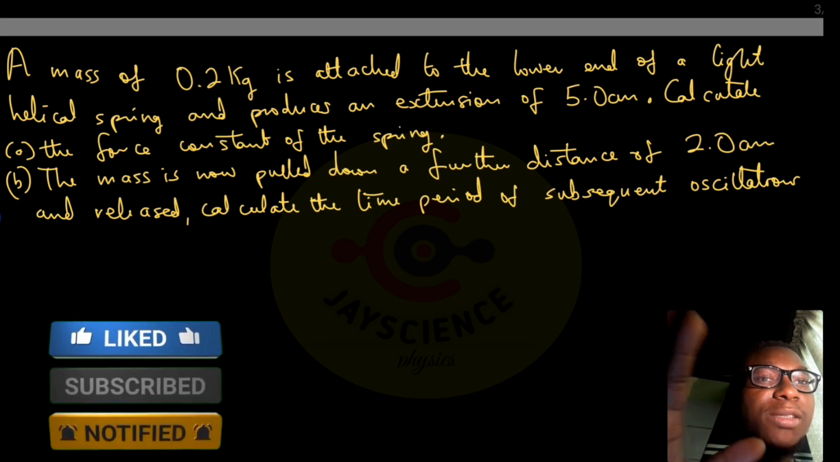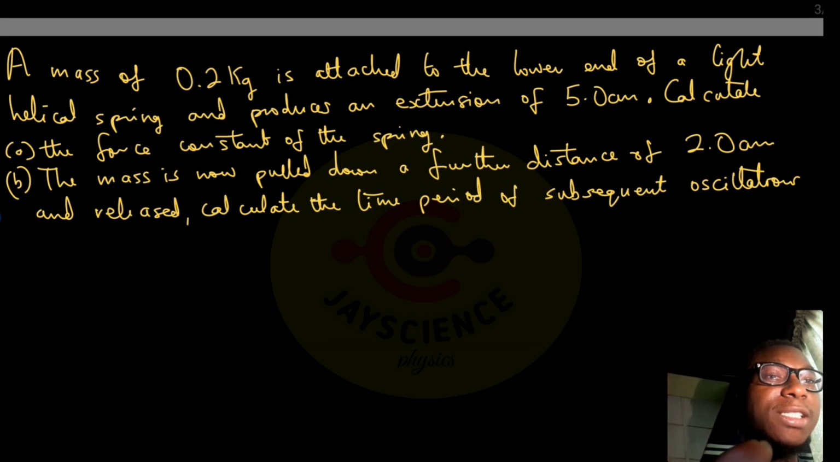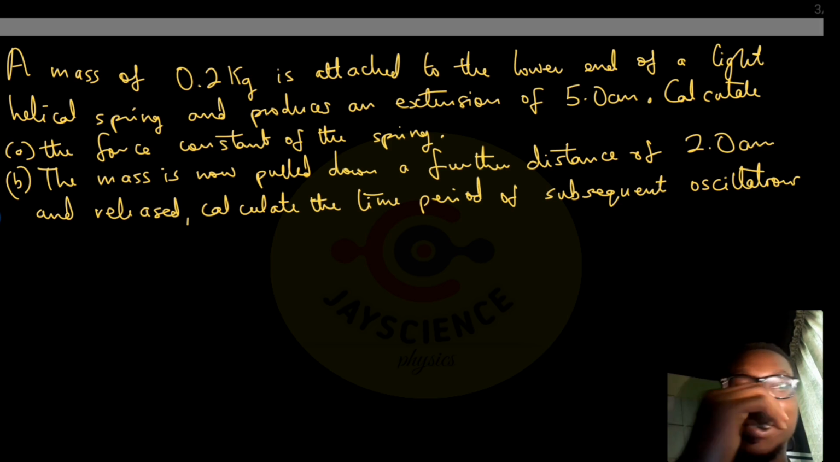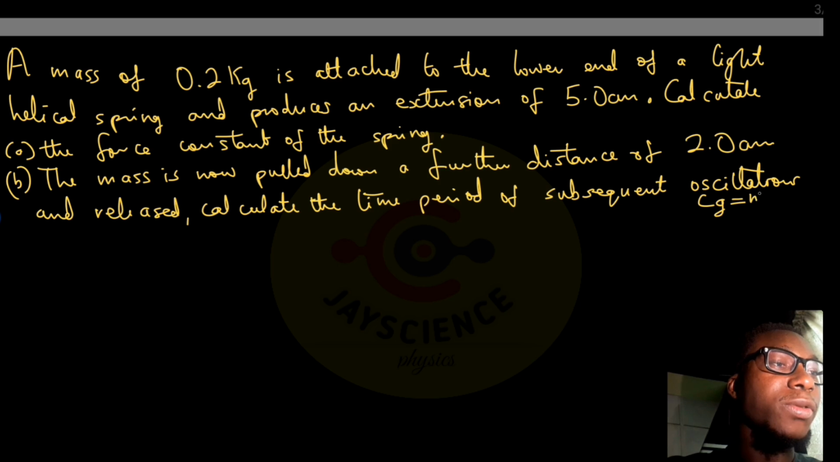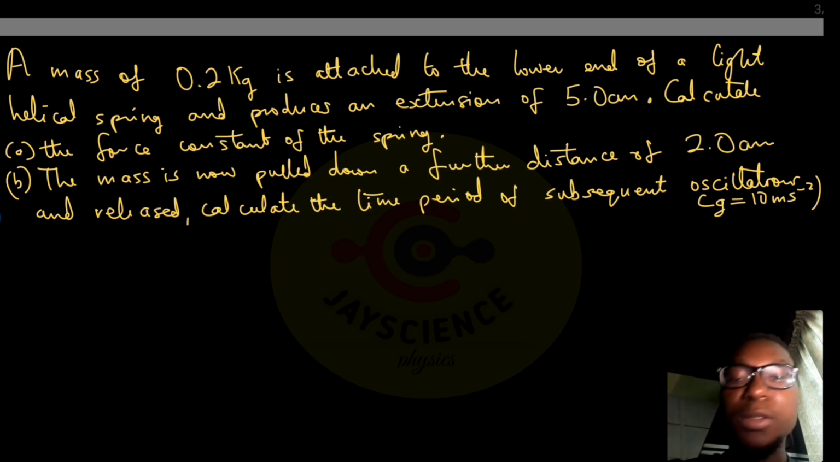In this video, we're going to solve the question on your screen. It says a mass of 0.2 kg is attached to the lower end of a light helical spring and produces an extension of 5.0 centimeters. Calculate the force constant of the spring. The second part says the mass is now pulled down a further distance of 2.0 centimeters and released. Calculate the time period of subsequent oscillation. Here you have the acceleration due to gravity equal to 10 meters per second squared.